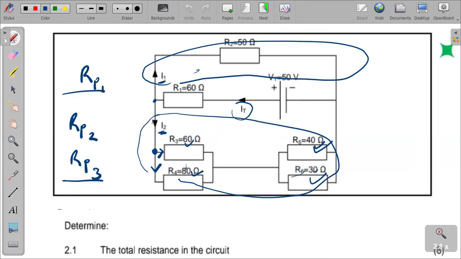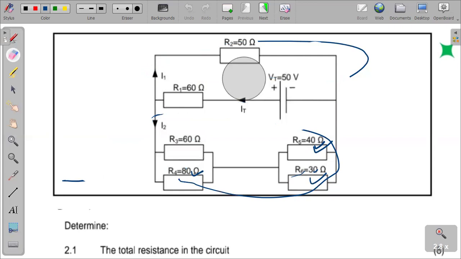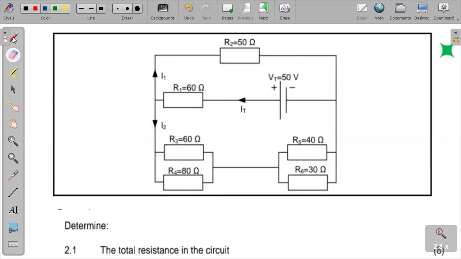First things first, we have identified the resistors that are in parallel. Now, having identified them, what is the next thing? We need to know how to calculate resistors in parallel and resistors in series. For resistors in series, the total resistance RT is equal to the sum of the resistors. Then, for a parallel combination, how do we calculate the total resistance? It is the sum of the reciprocals of the resistors.